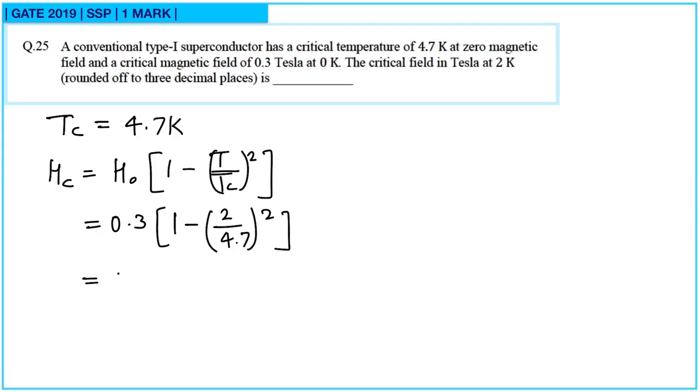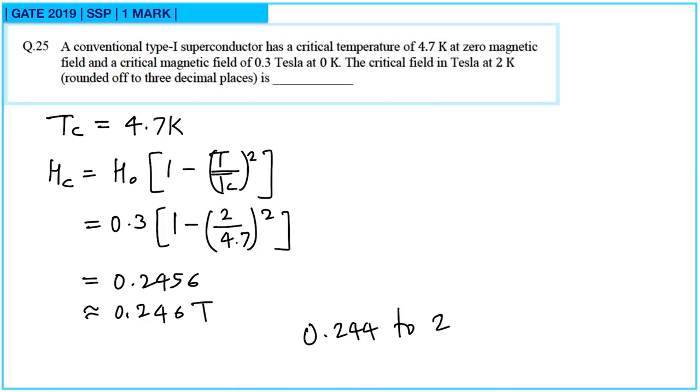After solving this, you will get 0.2456. So rounding off to 3 decimal places, it will be 0.246 Tesla. And the answer range for this question is 0.244 to 0.248.